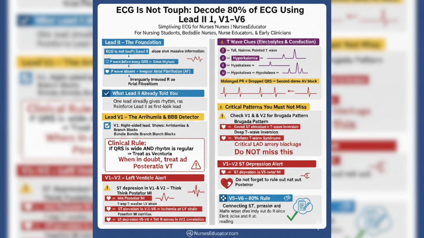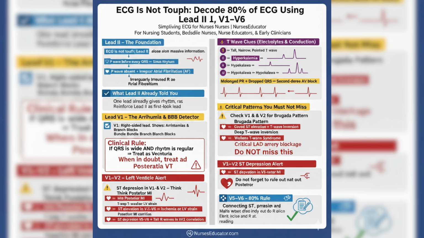Always check V1 and V2 for the Brugada pattern. Look for coved ST elevation with T wave inversion. When you move down to V2 and V3, watch carefully. Deep T wave inversion here suggests Wellens syndrome. This means critical blockage of the left anterior descending artery.